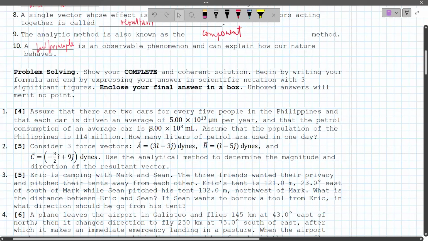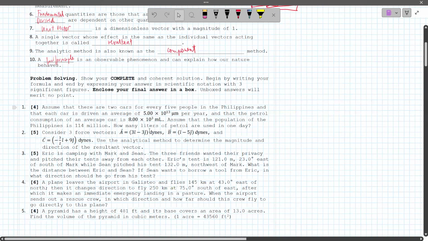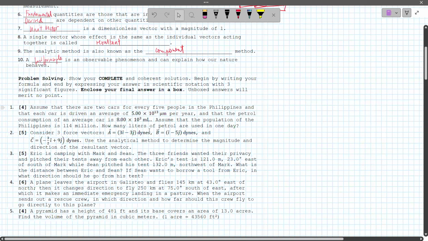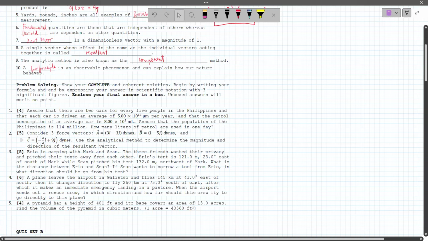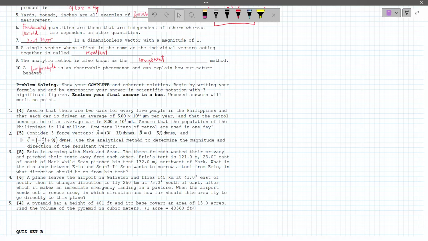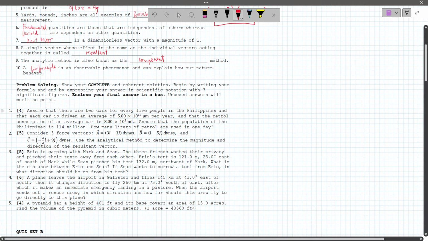Number one: assume that there are two cars for every five people in the Philippines, and that each car is driven an average of 5 × 10⁻³⁷ micrometer per year, and that the petrol consumption of an average car is 8 × 10⁻³ ml per day. Assume that the population of the Philippines is 114 million. How many liters of petrol are used in one day?